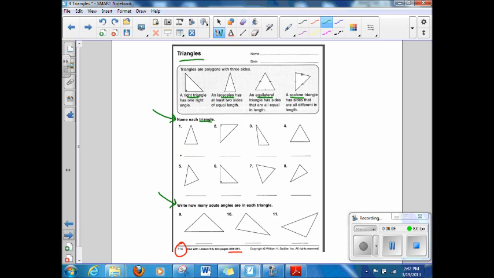The next set of instructions, write how many acute angles are in each triangle. Oh, acute. Recall acute angles are angles that are less than 90 degrees. That'll take a little bit of thinking, but good luck with page 114 of your workbook. I'm looking forward to seeing your lessons tomorrow.